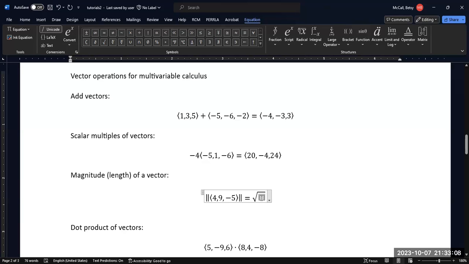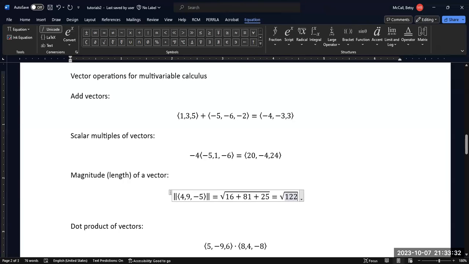So 4 squared would be 16, and then 9 squared would be 81. And then -5 squared would be 25. You never end up with negative signs under the square root because of all the squaring. And then you just simply add these up. And I end up with 122.